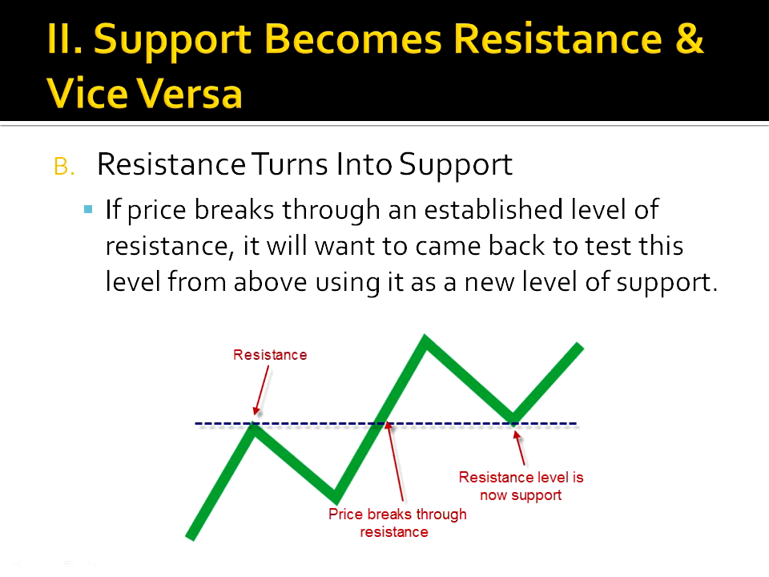Resistance turns into support. If it works one way, it'll work the other way as well. If price breaks through an established level of resistance, it will want to come back and test this level from above, using it as a new level of support. So the first peak you see uses the blue line as resistance, price gets rejected, and then eventually price does break through the resistance level, but then comes back down and tests that level as support and reacts off of that level.